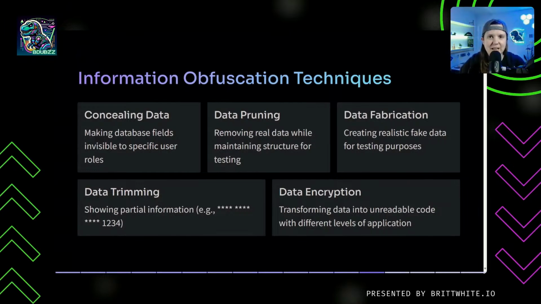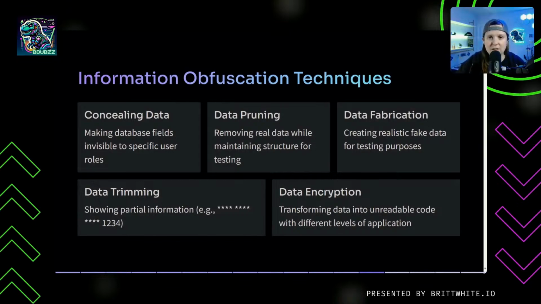Finally, let's talk about data encryption, the heavyweight champion of data protection. This transforms your sensitive data into unreadable code that only authorized users with the correct key can decode. And you can apply this at different levels. You might encrypt just one field, like all your social security numbers, or even your whole database for maximum security. The level of encryption you choose depends on how sensitive your data is and how much processing power you can spare, since the more you encrypt, the more processing power you will need.